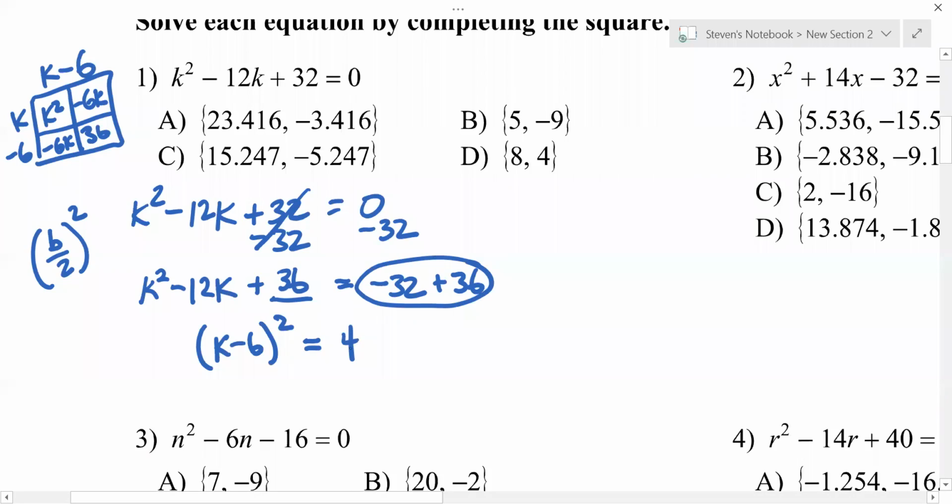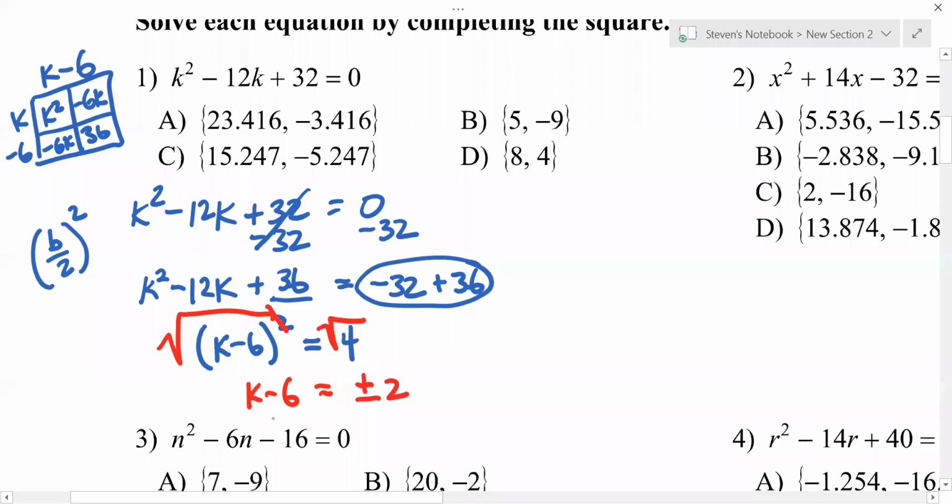From here, I only have just a couple more steps. Now, the whole point of doing that is that now I can undo that square. I can undo that square by taking the square root of both sides. So now that gives me k minus 6 equals, the square root of 4 is 2, but we want to take the positive and the negative. So we say plus or minus 2.